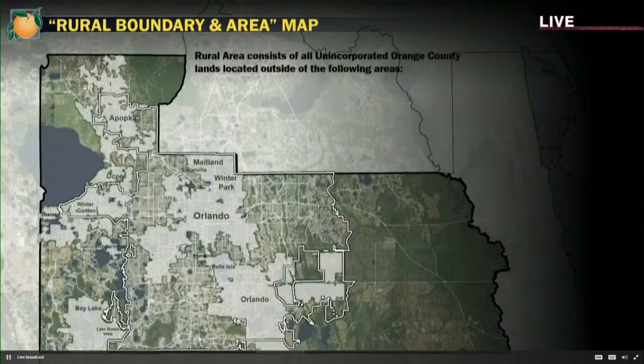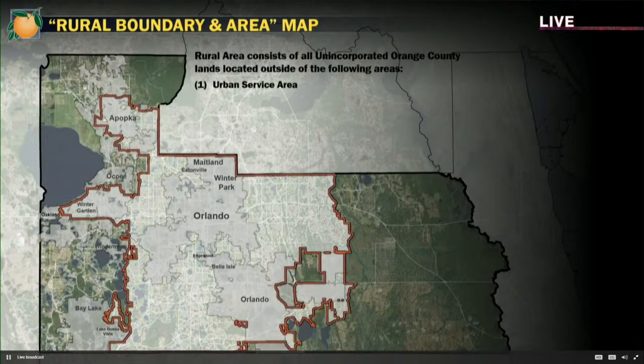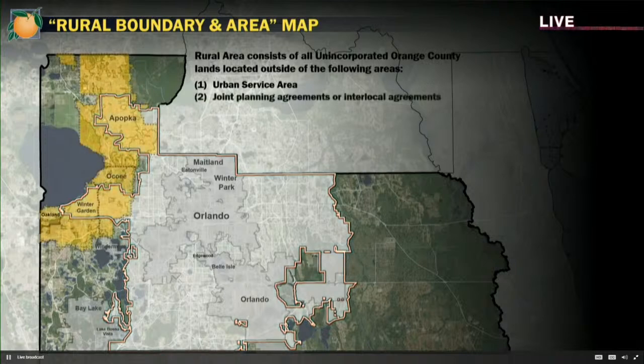The rural area consists of all unincorporated Orange County lands that are located outside the following areas. And I'm going to build up the map that would allow you to take a look at the actual boundary of the rural area. This is highlighted in red is the existing urban service area, and lands outside that particular line is what it's described to be part of this definition of the rural area.